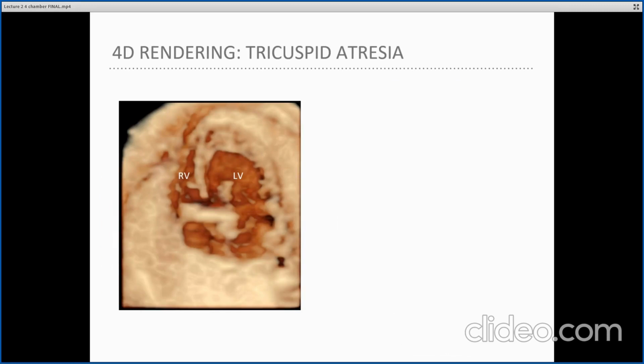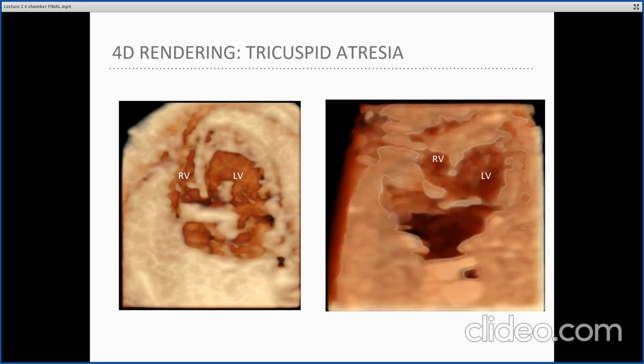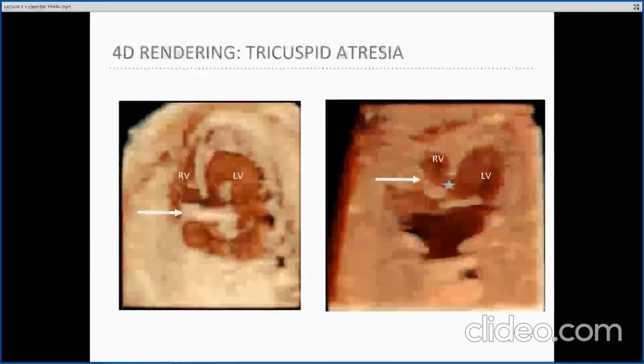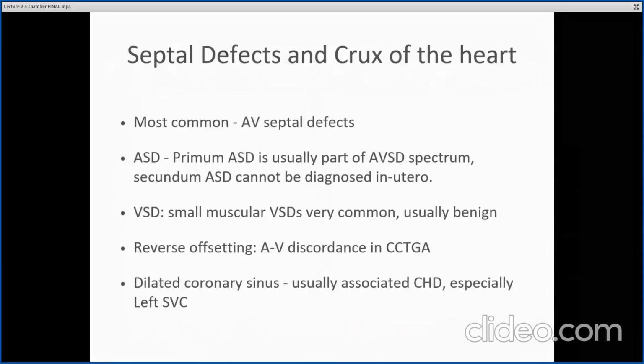This is a 4D rendering in tricuspid atresia showing a small right ventricular cavity with a good sized LV. Another picture of the same. The tricuspid valve is atretic, and that is shown by the arrow, and we can see the ventricular septal defect. Both these hearts are showing a large unrestricted foramen ovale.